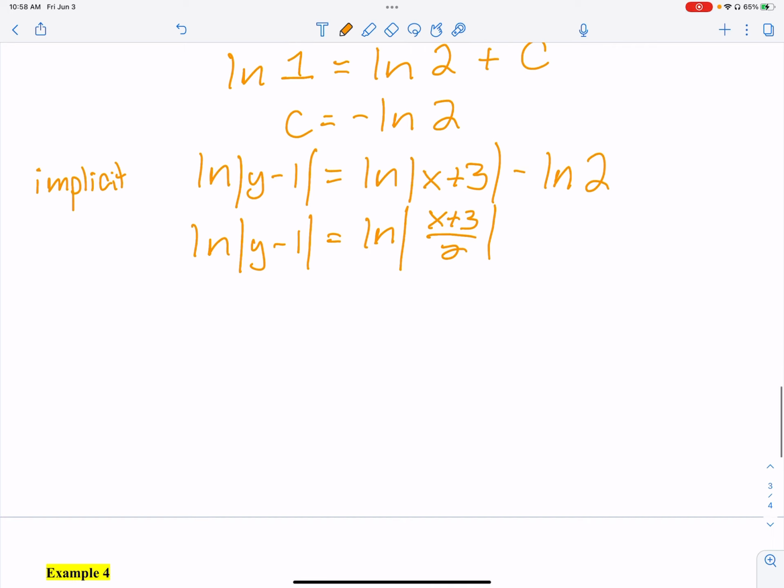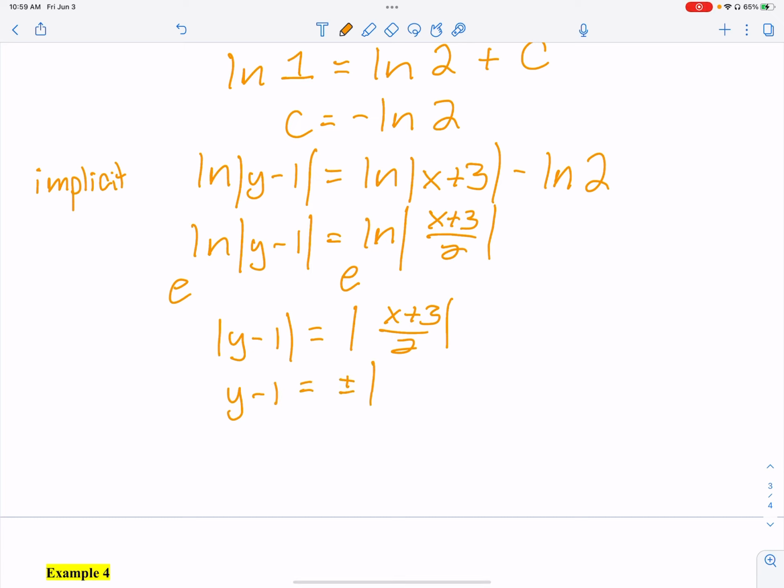Now I take e to both sides, and if I do that, the e's and ln's cancel out, and I get absolute value of y minus 1 equals the absolute value of x plus 3 over 2. Now I would really like an explicit if I can get to it, so I drop my absolute value on one side and put a plus or minus out front. And then we can do one more thing. I can add 1. So y is equal to 1 plus or minus the square root of x plus 3 over 2. That is my explicit solution.